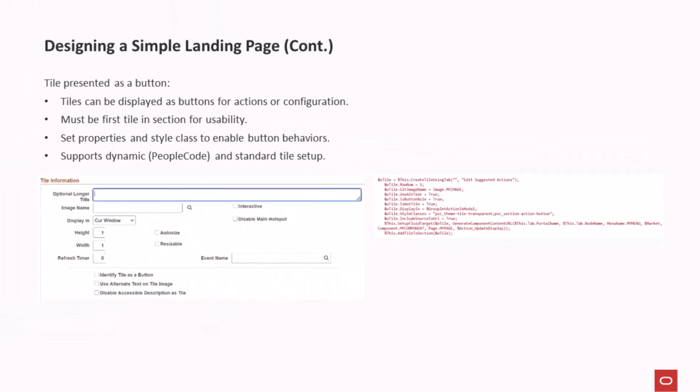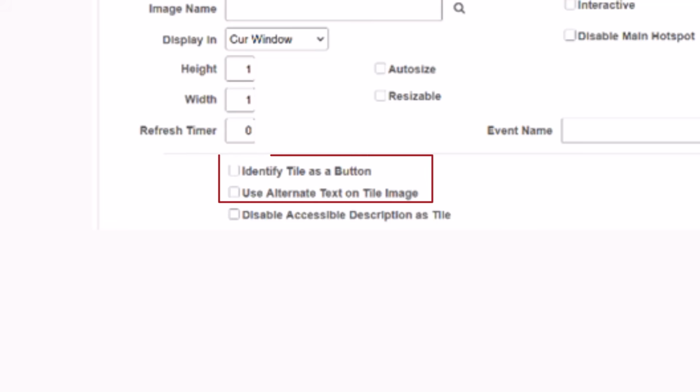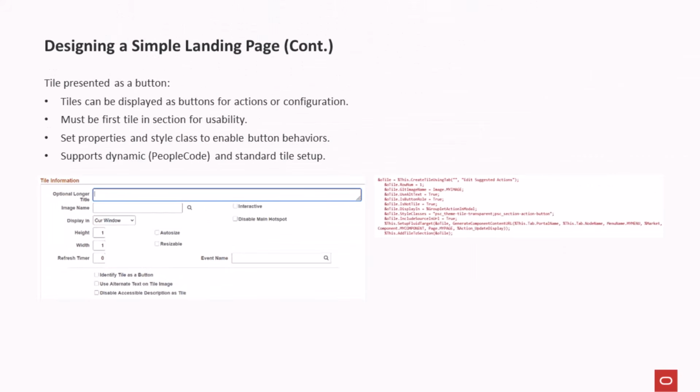For static tiles in the tile definition, you should select the following options on the Fluid Attributes tab: Identify Tile as a Button, Use Alternate Text on Tile Image. At the section level, ensure that in the PS Style Classes attribute, you enter the PSC Section Action Button value.